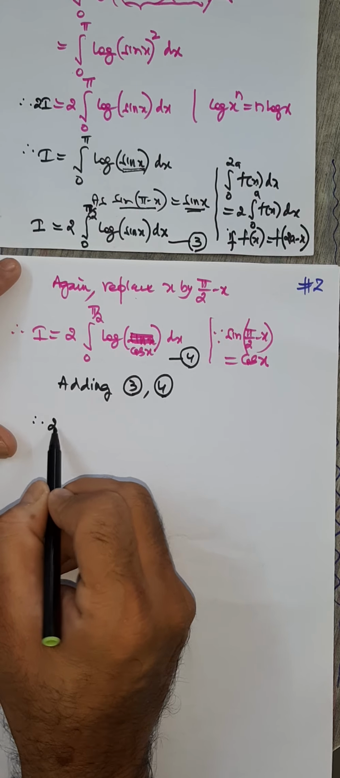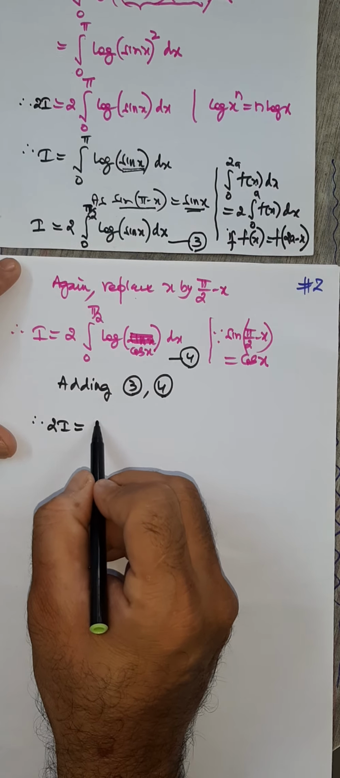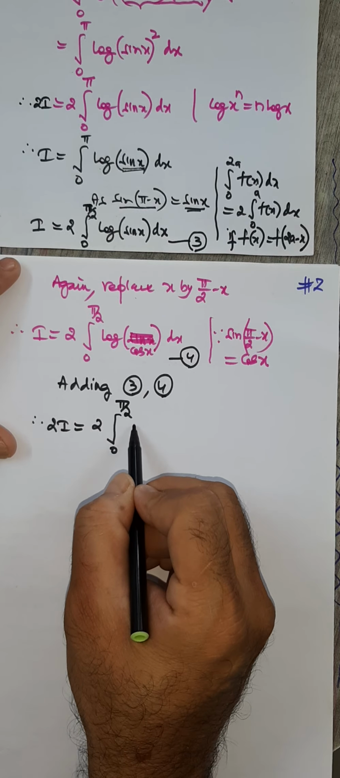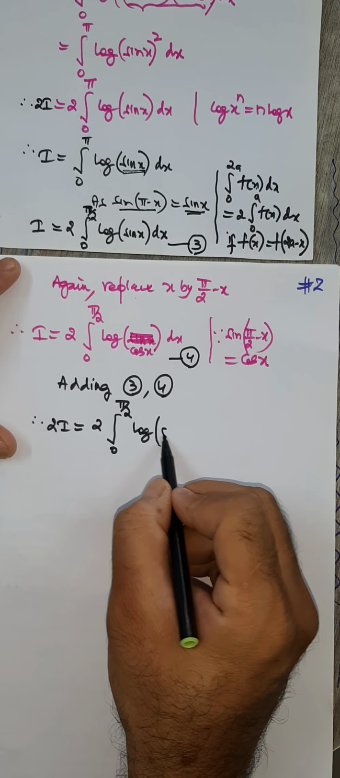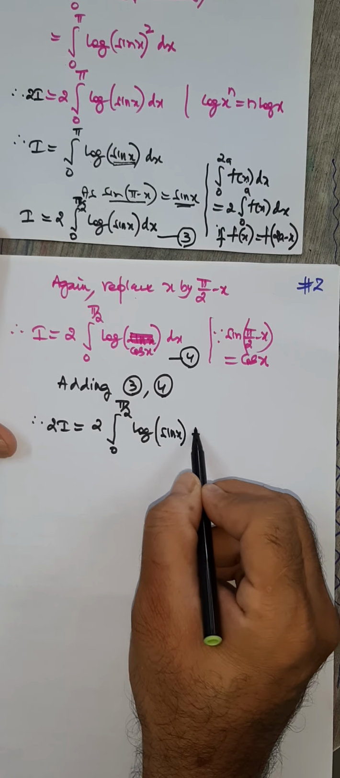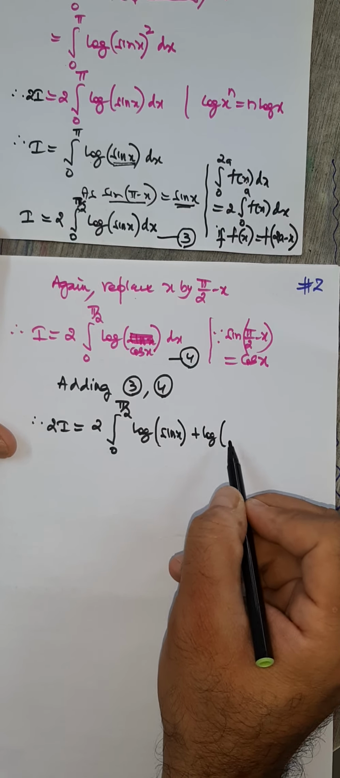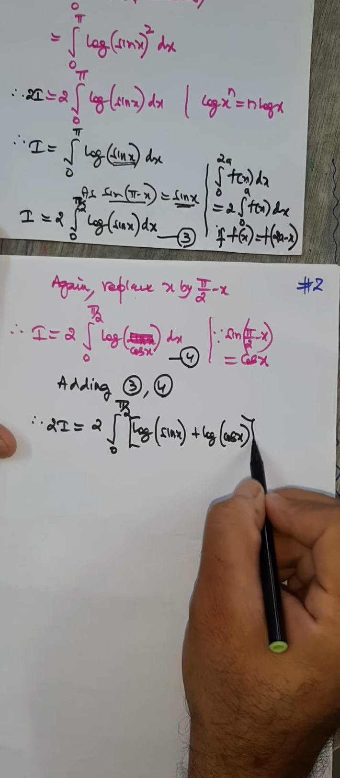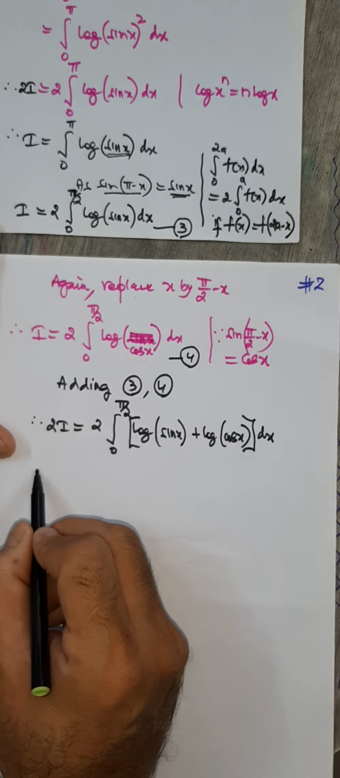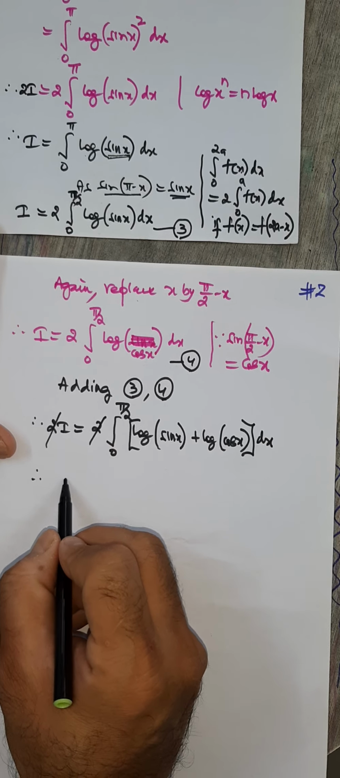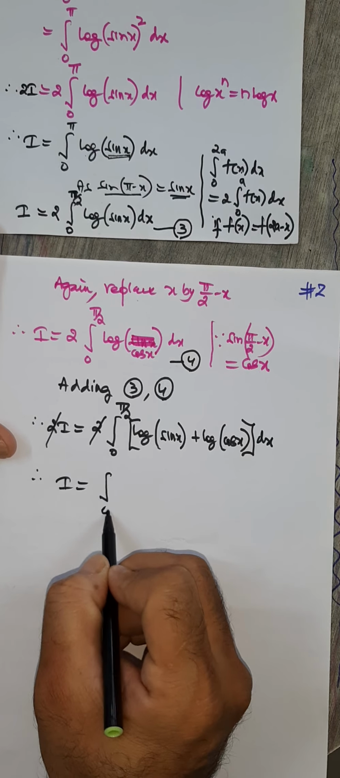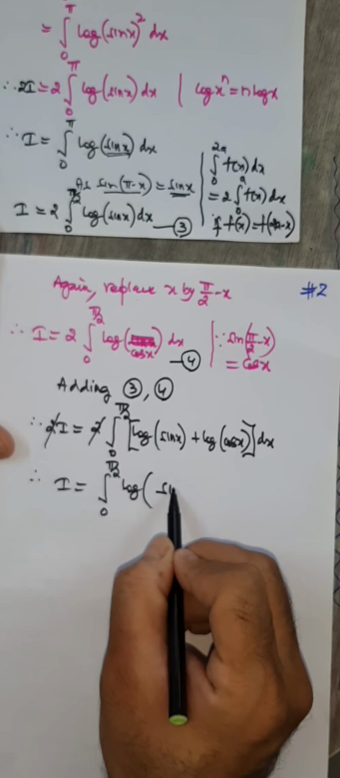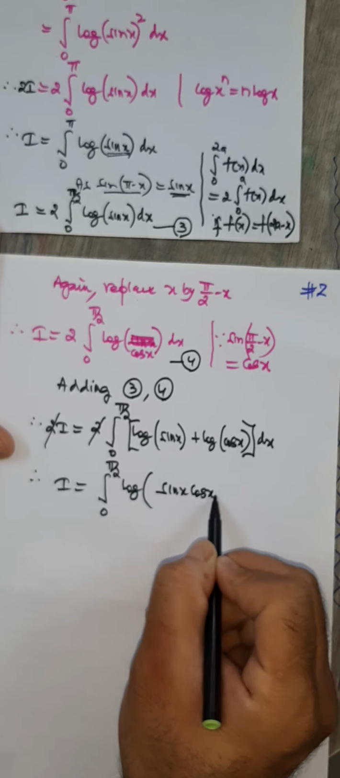What is the left hand side? I plus I, 2I. 2 is common in both, so twice integral 0 to pi by 2 of log of sin x plus log of cos x. You could have dropped one step here and directly written the addition. Again this 2 goes away, so I equals integral 0 to pi by 2 of log of sin x into cos x.